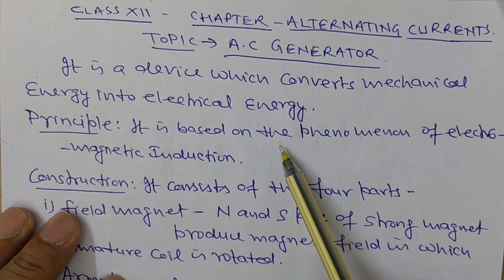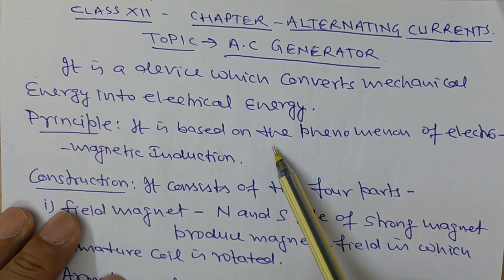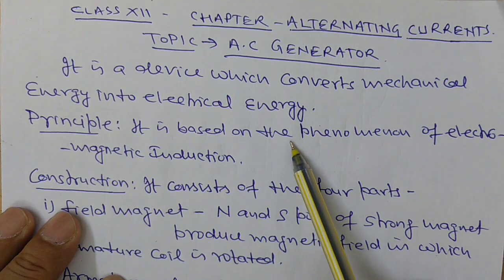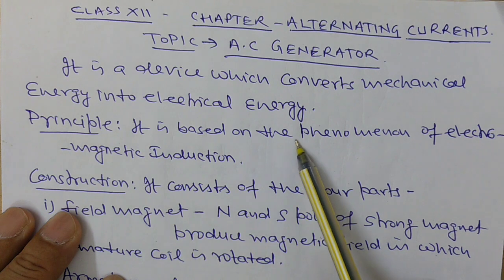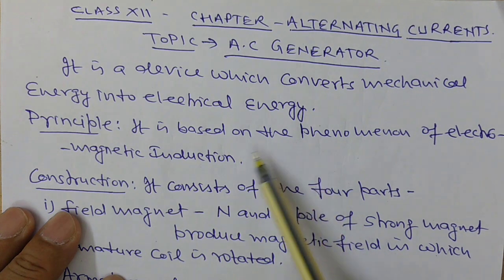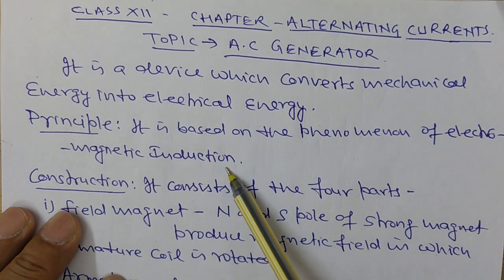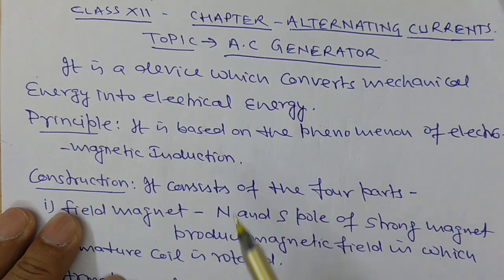जब किसी भी कॉइल का मैग्नेटिक फ्लक्स चेंज होता है तो उसमें एक इंड्यूस EMF और इंड्यूस करंट प्रोड्यूस होता है, and this induced current and induced EMF will last so long as change in magnetic flux continues. जब तक मैग्नेटिक फ्लक्स कंटिन्यूसली चेंज होता रहता है तो उसमें EMF और इंड्यूस करंट प्रोड्यूस होता है. तो this is electromagnetic induction and this is the principle of AC generator.